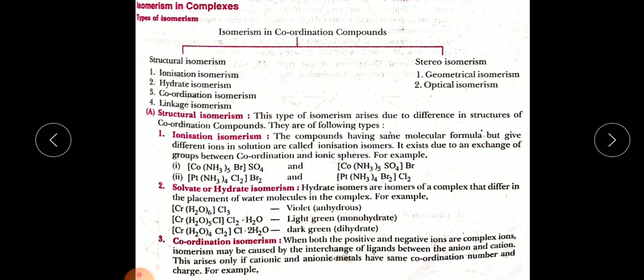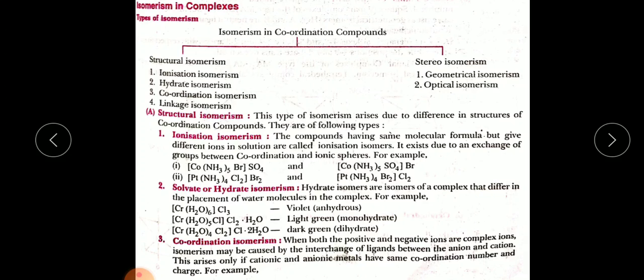So in structural isomerism, this type of isomerism arises due to difference in structure of coordination compounds. They are of the following types. Number 1, ionization isomerism. In ionization isomerism, compounds having the same molecular formula but giving different ions in solution are called ionization isomers. It exists due to an exchange of groups between coordination and ionic space.